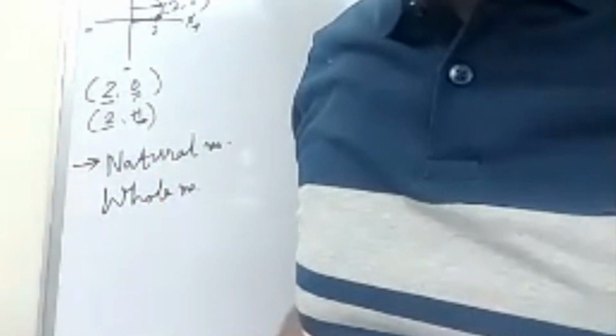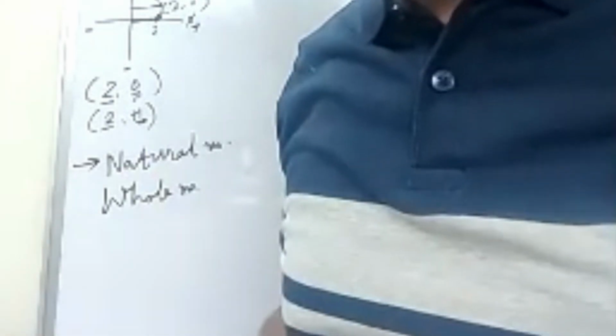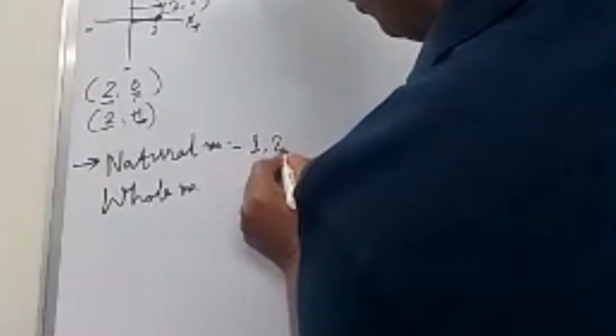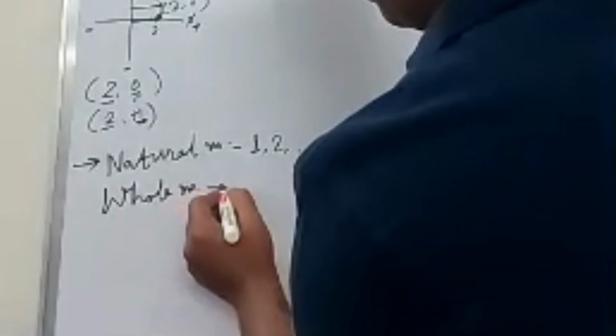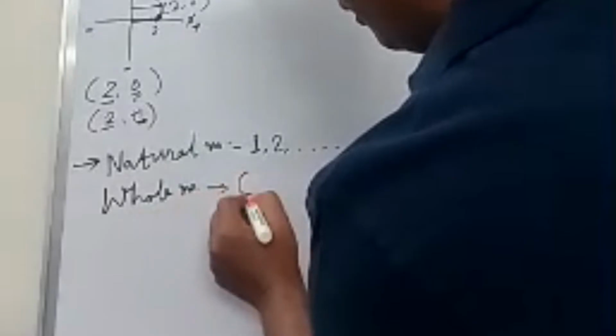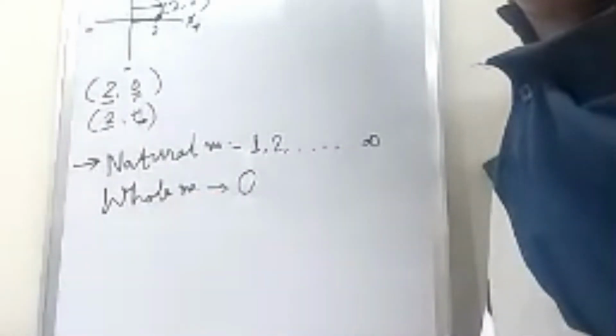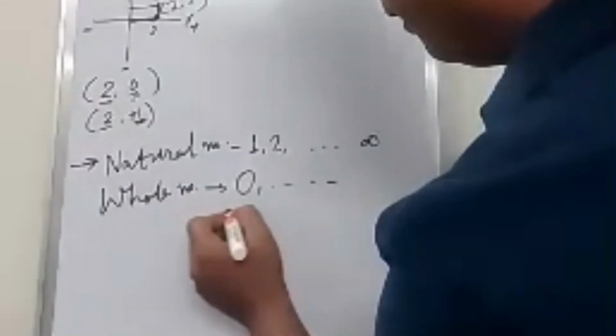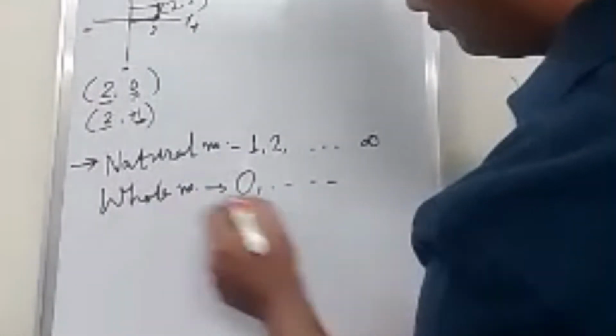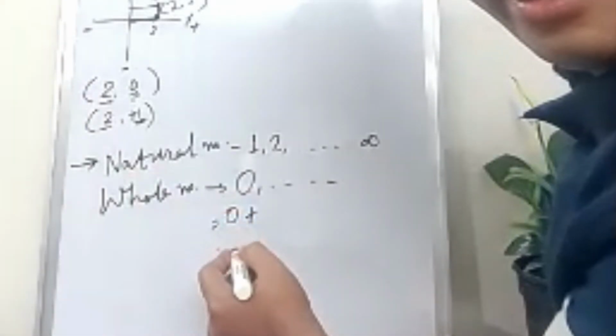Natural number, basically, it's just the wording that they have come up with. There's no logic why we call it a whole number, why we call it a natural number. The difference is that natural number starts from 1, 2 and continues till infinity. But whole number just starts with 0. And then continues. So whole number is basically 0 plus all your natural numbers, right?